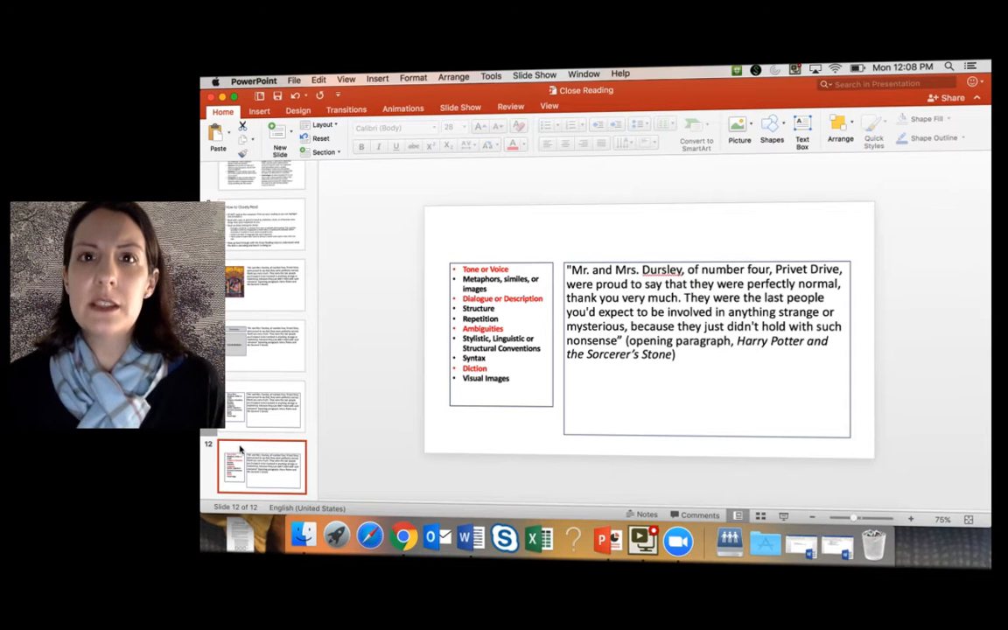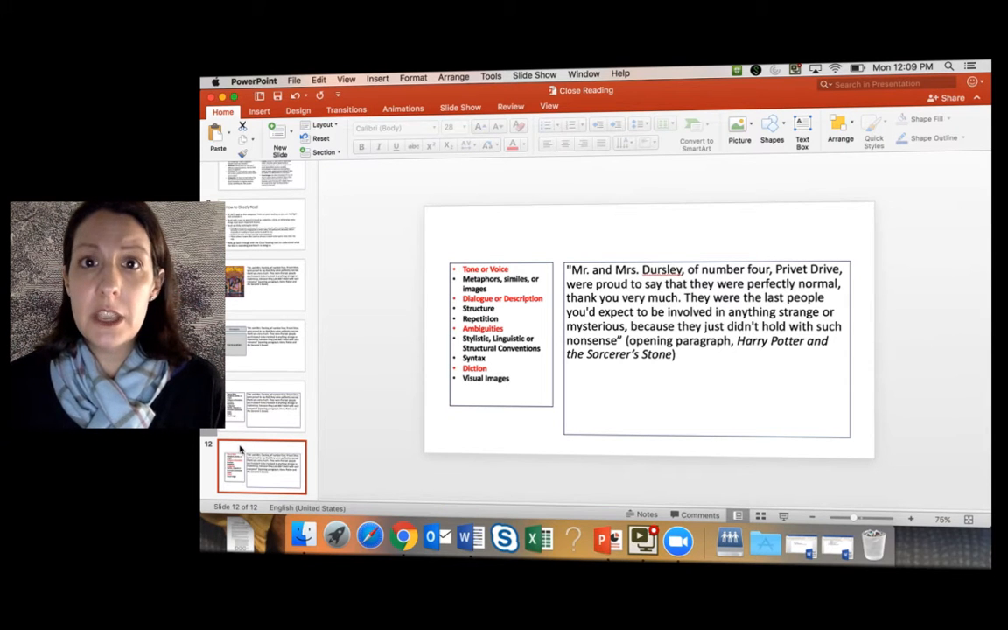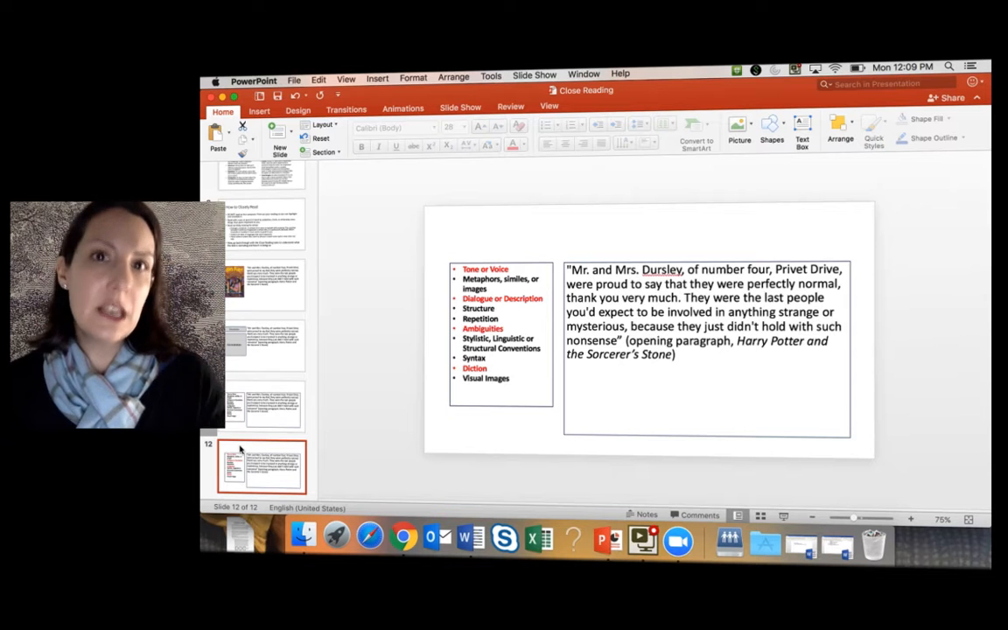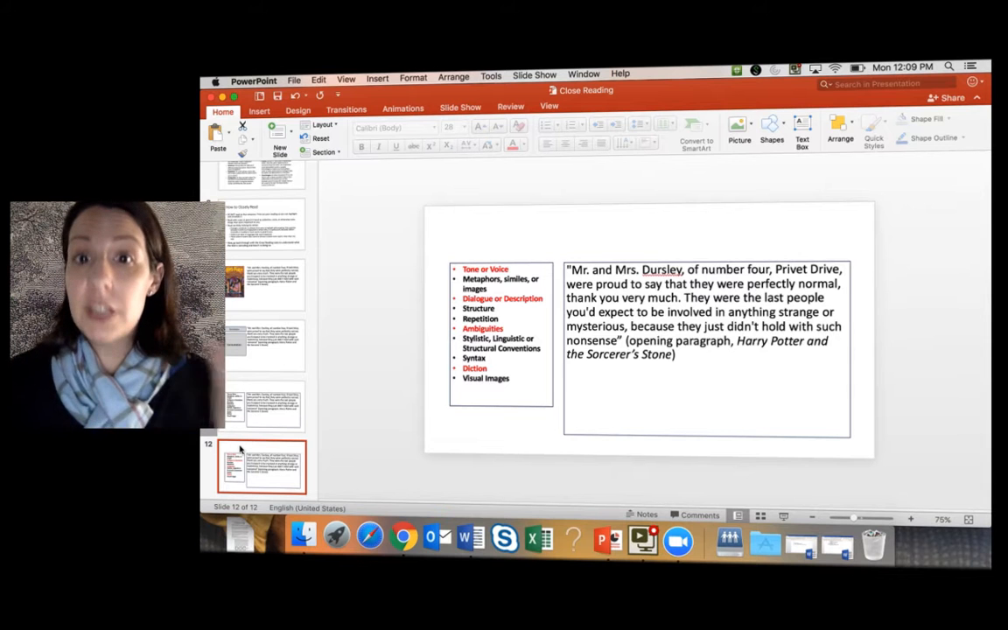By tone or voice, I'm really thinking about that relationship between what the narrator is saying and what the characters are saying. Because this is a passage by the narrator. The narrator is actually offering us a description, but embedded within that is that the narrator is repeating to us either something that the Dursleys have told the narrator or something the Dursleys are likely to say, which is the Dursleys were proud to say that they were perfectly normal.